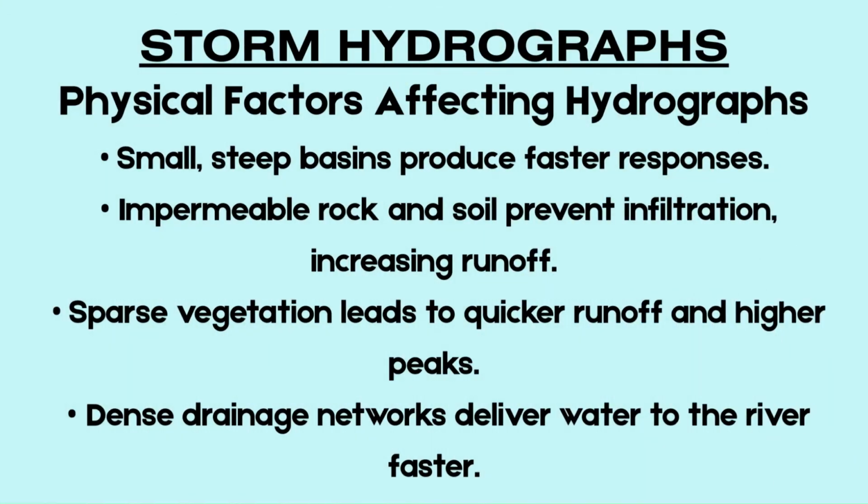Physical factors affecting hydrographs include: small, steep basins produce faster responses. Impermeable rock and soil prevent infiltration, increasing runoff. Sparse vegetation leads to quicker runoff and higher peaks. And dense drainage networks deliver water to the river faster.